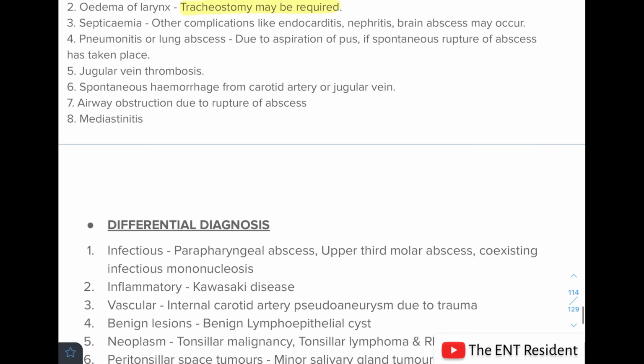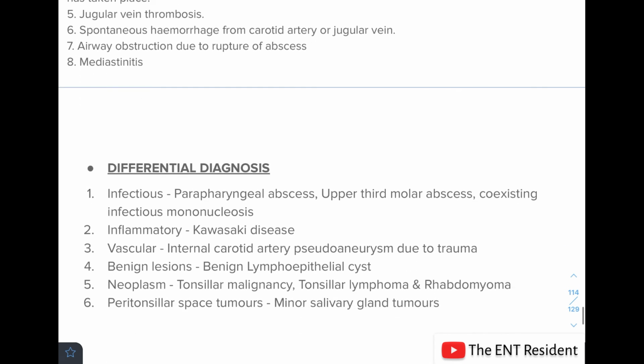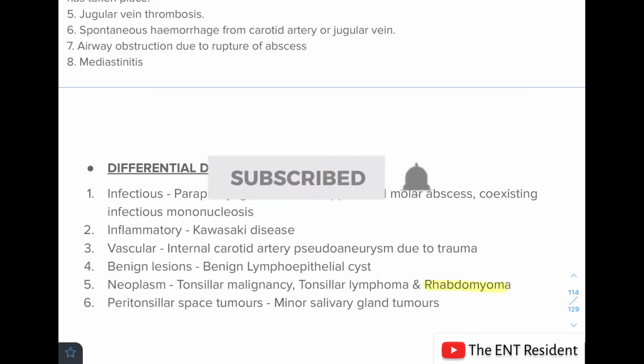Now coming to differential diagnosis in case of peritonsillar abscess, it can be infectious causes like parapharyngeal abscess, upper third molar abscess, and a coexisting infectious mononucleosis. Inflammatory cause like Kawasaki disease. Vascular cause like internal carotid artery pseudoaneurysm due to trauma. Benign lesions like benign lymphoepithelial cyst. Neoplasms like tonsillar malignancy, tonsillar lymphoma, rhabdomyoma, and peritonsillar space tumors like minor salivary gland tumors.